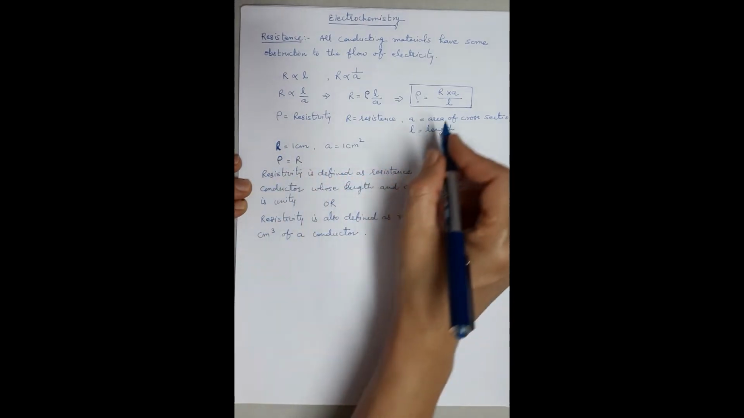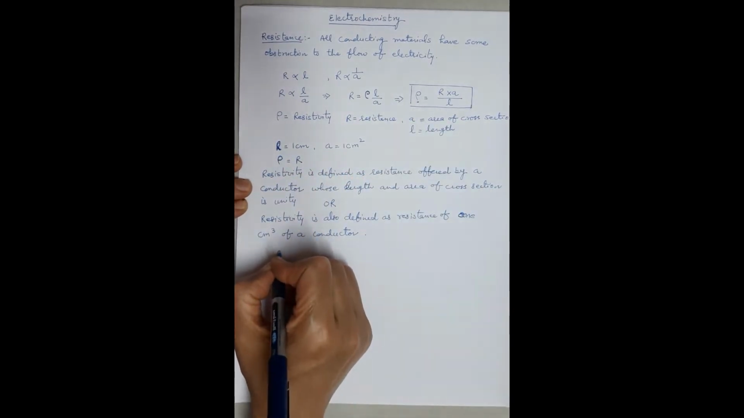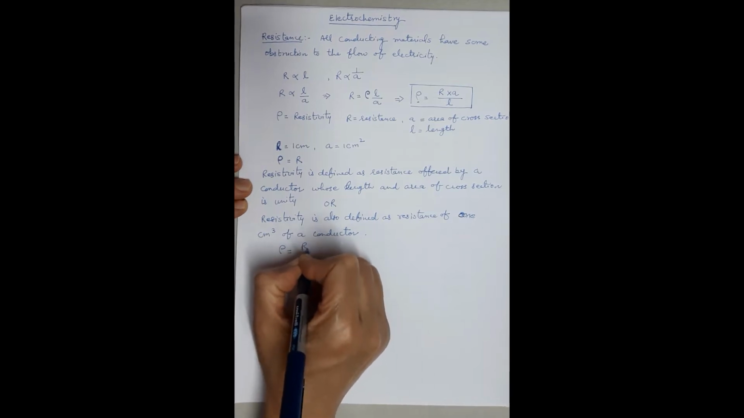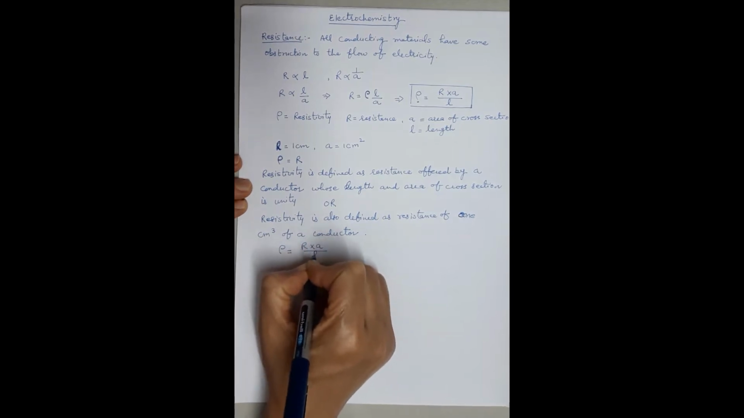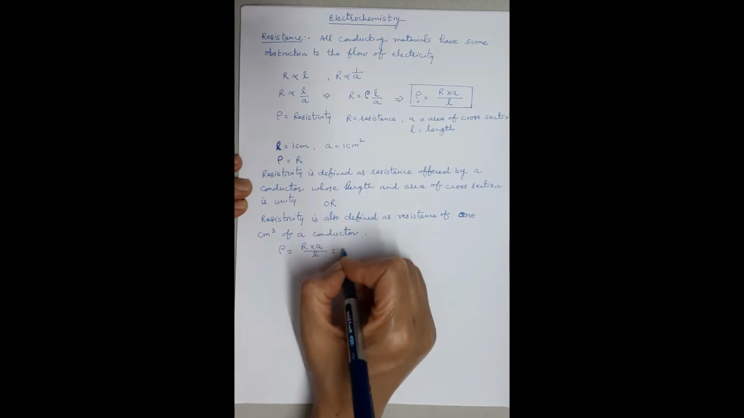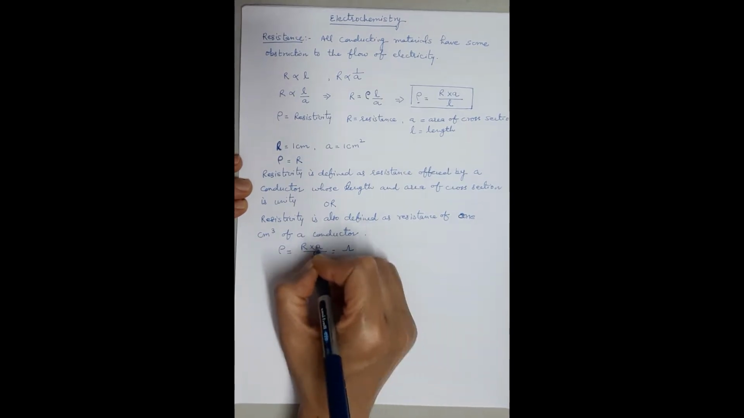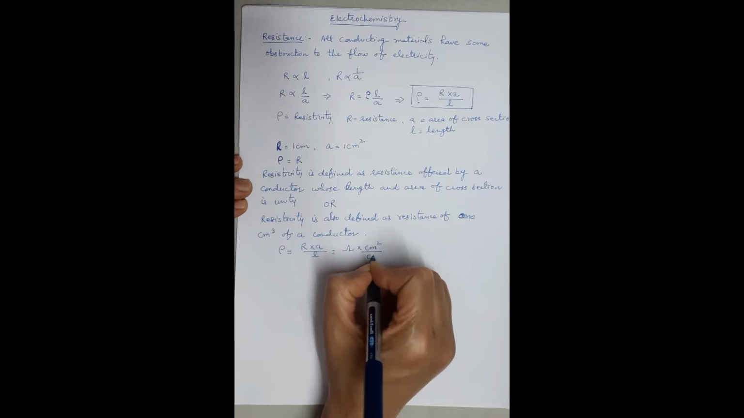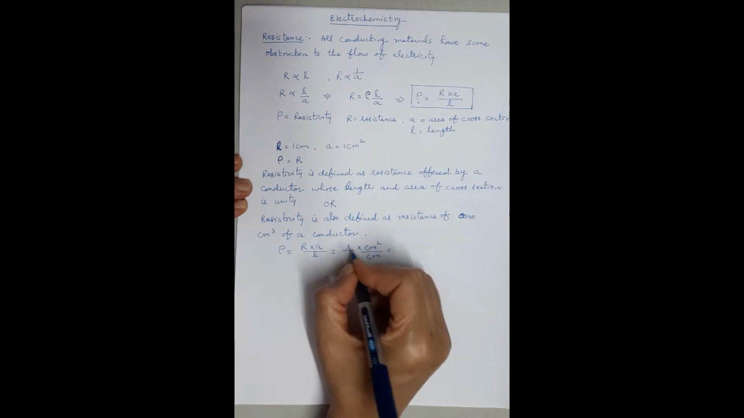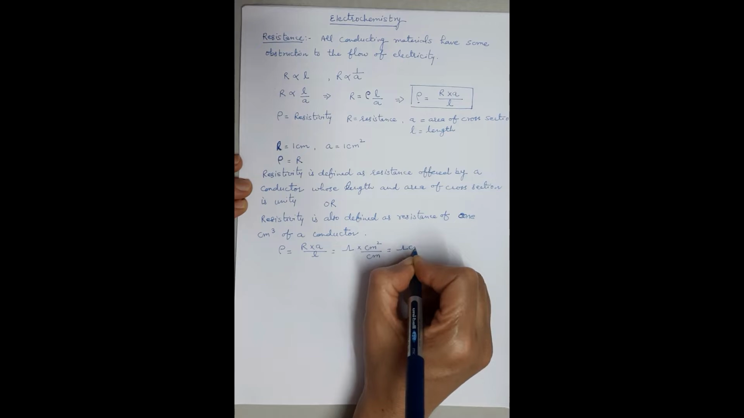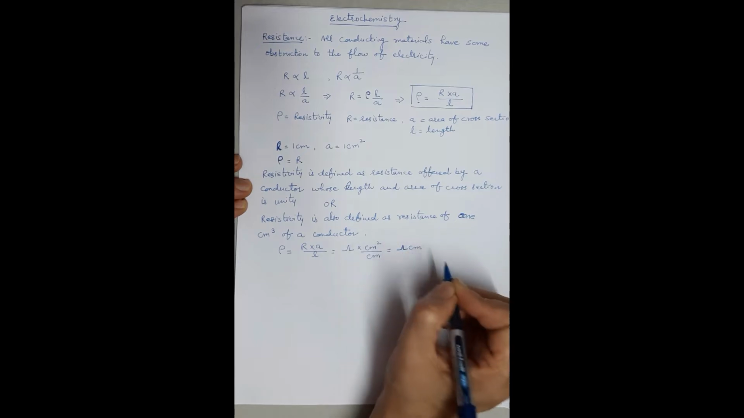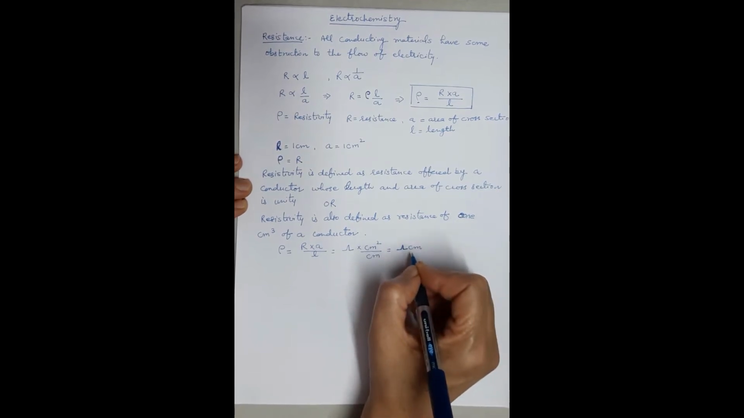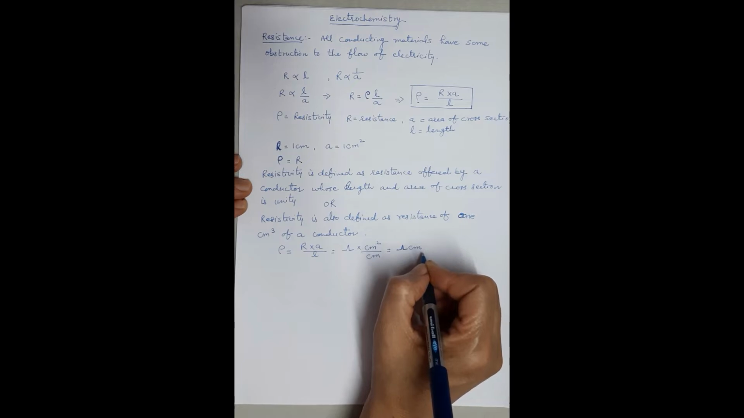Do you know what its unit is? Resistivity is equal to R into A by L. Resistance, the unit is ohm. Area of cross section is centimeter square. Length is centimeter. So it becomes ohm centimeter. So its unit is ohm centimeter.